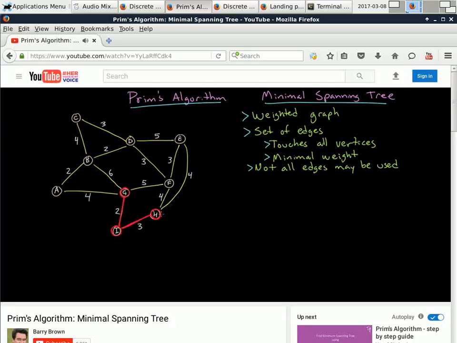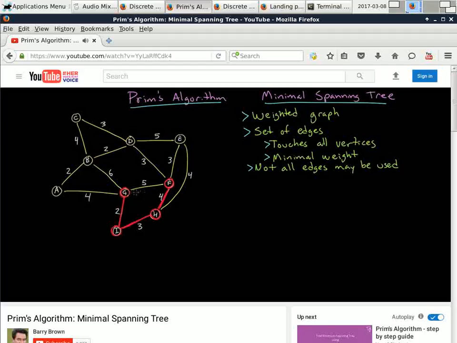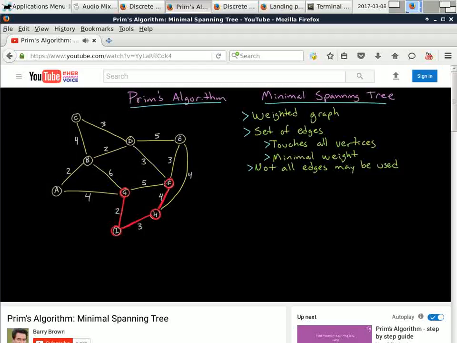Now since there's a tie, we've got the 4 here going to A, the 4 going to F, and the 4 going to E. It doesn't matter which one we pick, so I'm going to pick one at random: the one going to F. I'm going to highlight that one. This is what we have. Do this again. 4 going to A, 6 going to B, 5 going to F from G. I'm sorry, we don't do that one because we've already been to F, so don't consider that one.